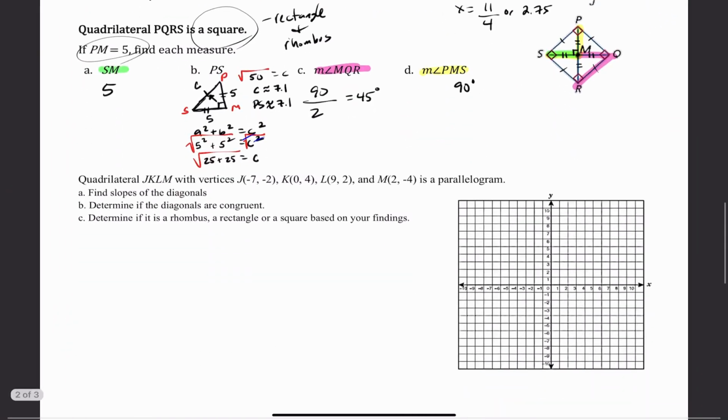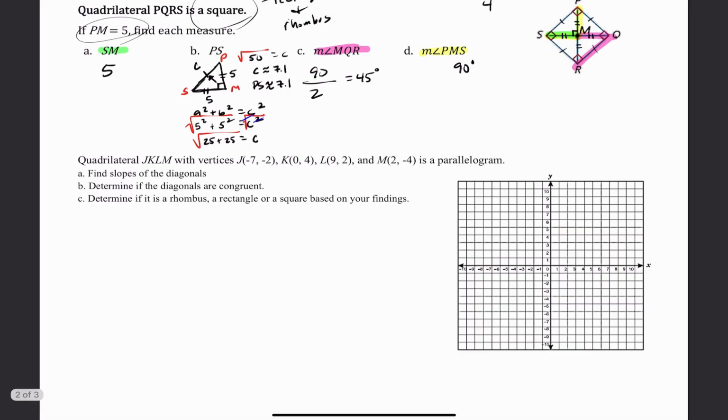Okay? All right. Now, the next thing that I'm going to do is go through this problem where we have a quadrilateral named JKLM with vertices J(-7, -2), K(0, 4), L(9, 2), and M(2, -4). And we're going to see if this quadrilateral is a parallelogram, okay? So let's plot these points first.